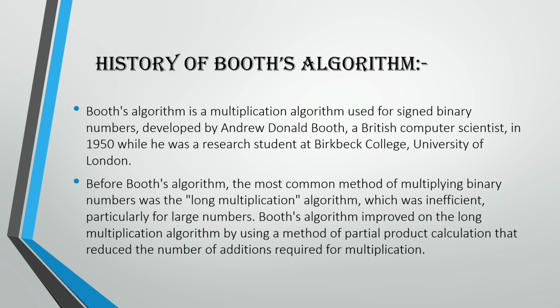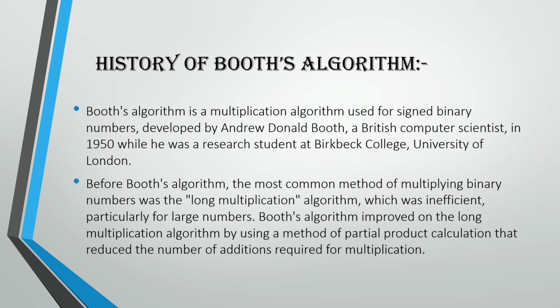Before Booth's algorithm, the most common method of multiplying two binary numbers was the standard long multiplication method, which involves multiplying each digit of one number by each digit of the other number and then adding the products together. This method was difficult especially for large numbers, as it requires a lot of calculation and was prone to error. So Booth's algorithm improved on this method by reducing the number of operations needed to perform the multiplication.